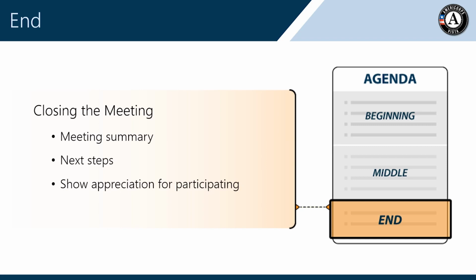Thank attendees for their participation and provide a way for them to give additional input, say through a survey or by email. Now that we've seen the standard parts of an agenda, let's look at the middle part that can vary by type of meeting.